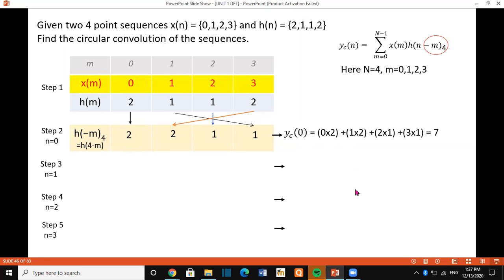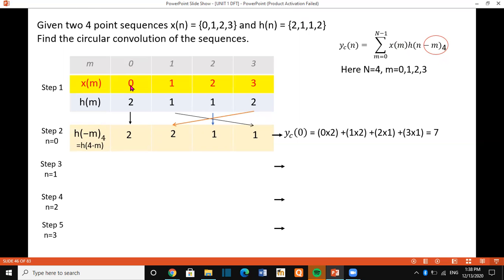Now let's find out for n equal to 0. For n equal to 0, yc of 0 is equal to the summation of x of m into h of n minus m modulo 4. Now we multiply sample by sample. So x of m is multiplied by h of minus m modulo 4, that is, x of 0 into h of minus m modulo 4. You have to multiply sample by sample.